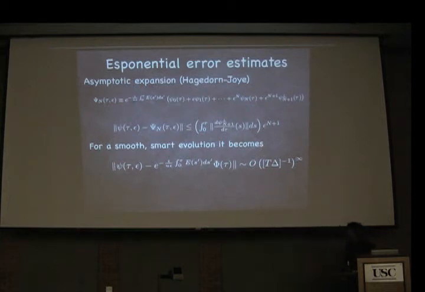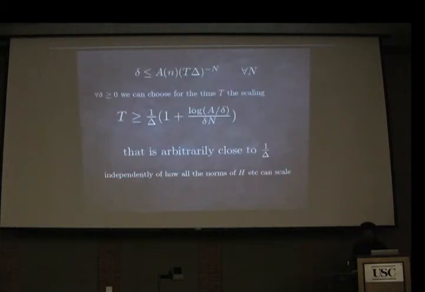Okay, so if we have this, what we obtain is that the error, that now I'm calling delta, for every delta bigger than zero, scales in this way. There is a prefactor that contains all the information on the norm of the Hamiltonian, and then the runtime times the minimum gap to the minus n. So we can always obtain, taking n very big, an error as small as we want, with a runtime that scales like 1 over the gap, plus something. This something contains the error, of course, and contains A that scales with the size of the system, but it contains N, and this N is free. So we can always take N as big as we want.